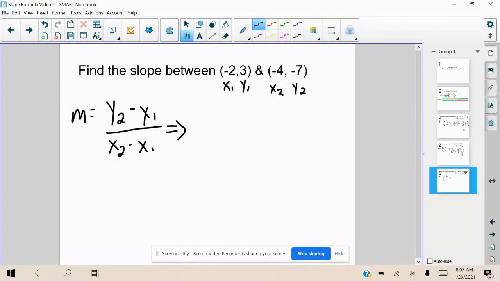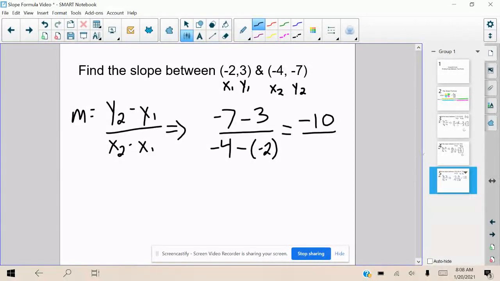Y sub 2 minus y sub 1. My y sub 2 is -7 minus y sub 1, which is 3. Again, it's always minus. We're finding the difference. X sub 2, which is -4, minus x sub 1, which is -2. Now we can simplify. -7 minus 3 more is -10. -4 minus -2 is -2.